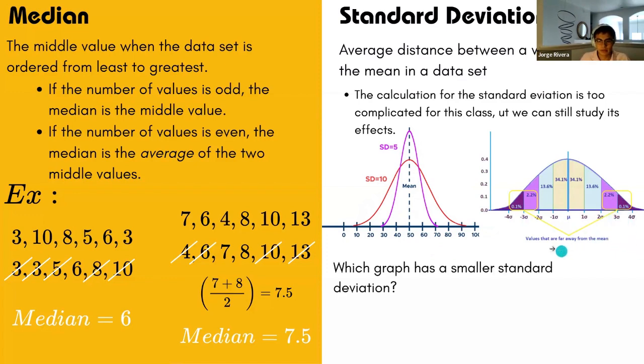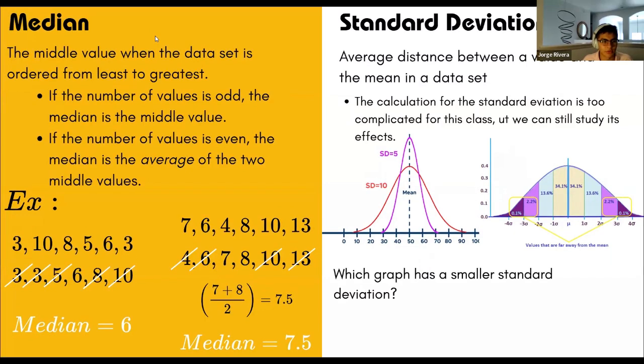Which graph right here has a smaller standard deviation? Who can tell me which graph over here, okay, we have 36 things. Okay, what are we doing? Okay, I'm just gonna ignore that. Okay, let's not spam in the chat.